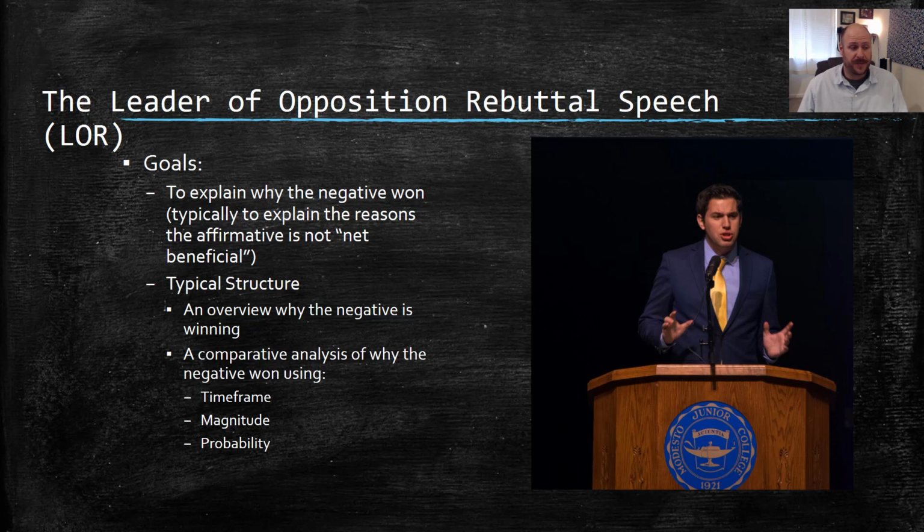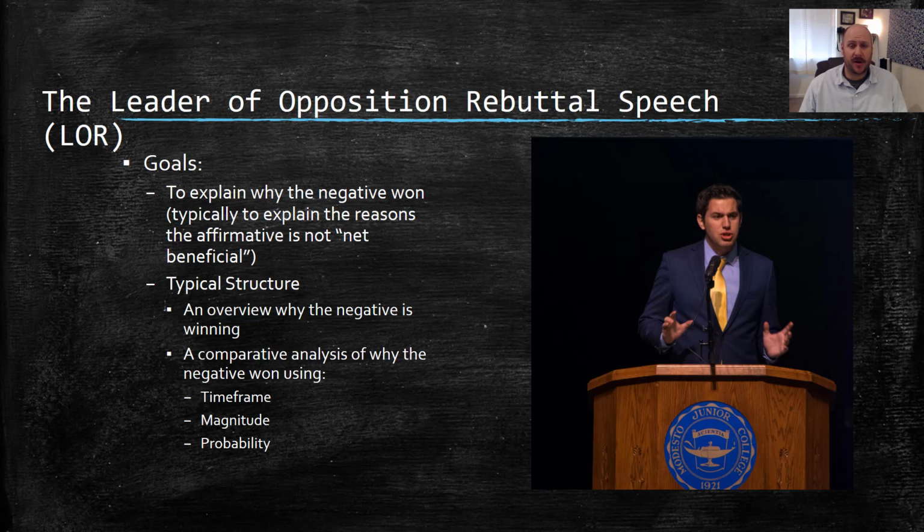All right, briefly, during the leader of opposition rebuttal speech, the goal here for the leader of opposition is to get up and basically explain why the negative team won. Typically, this is an explanation of those two things: either why the affirmative have not proved themselves to be net beneficial, or why they're actually net detrimental through the action of the disadvantage. The typical structure here starts with a one-sentence overview, where you basically argue why you're winning today.